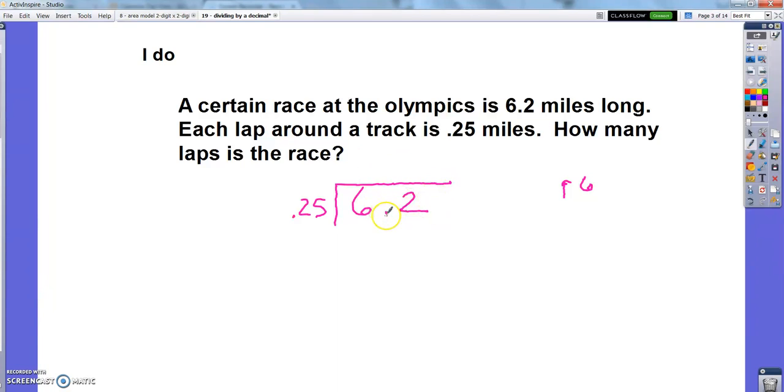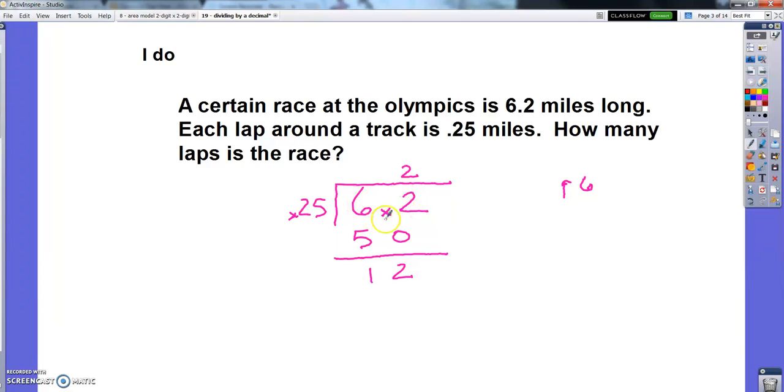I'm going to just ignore the decimals for a while. Ignore, and I'm going to just kind of do this like a normal problem. So 25 goes into 62 2 times. That makes 50. And let's see, that leaves me with 12. Excuse me. So I'm going to have to treat this now like a decimal problem. I know that obviously the race is more than 2 laps. So I'm going to have to do this like it's a decimal problem and keep extending.